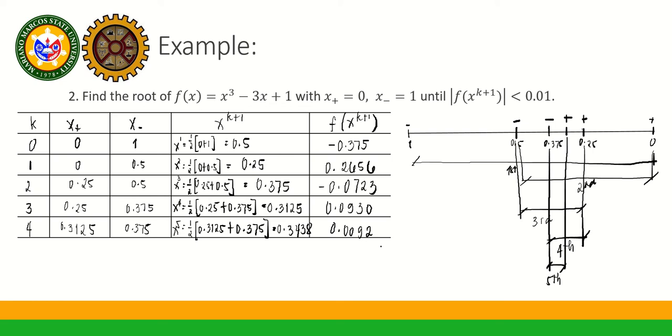And what is the absolute value of this one? That is still 0.0092, and that is less than 0.01. So we stop at k equal to 4, and we stop at the fifth interval. So that is example number 2. So that is how you solve for bisection method.